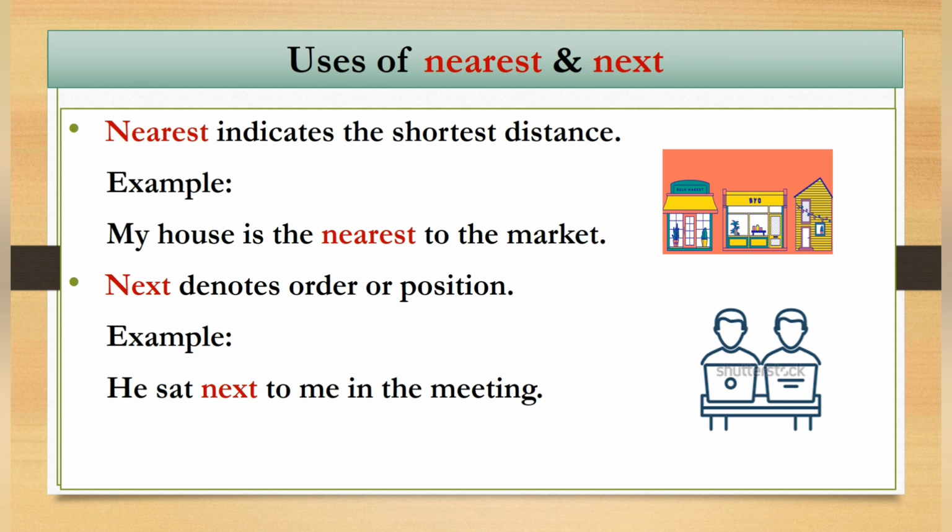Next. Next denotes order or position. Example, he sat next to me in the meeting. Some more examples. My house is next to the park. The washroom is next to the balcony.